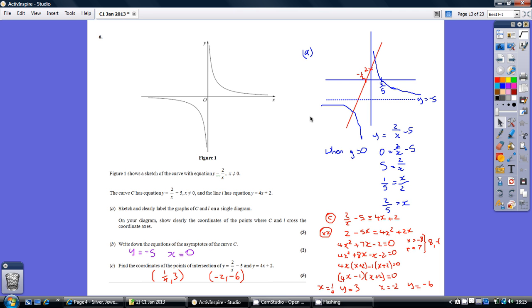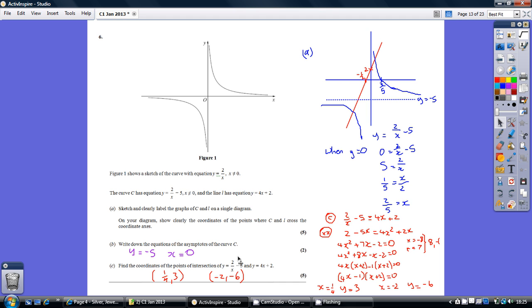And then we've also got to pop in the line y equals 4x plus 2. So that crosses the axes at 2. Remember, that's for y equals mx plus c, that's the intercept on the y-axis. Now for part B, write down the equation of the asymptotes. Well, that's as I've just explained.